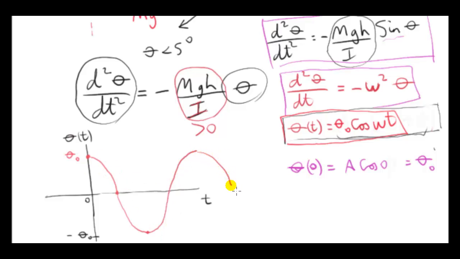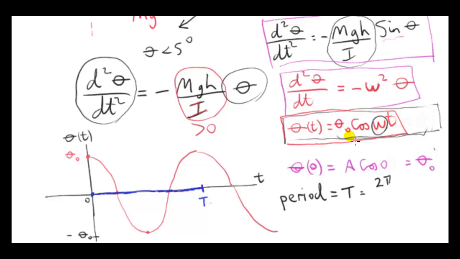So again, we assume no friction, so the pendulum would oscillate forever. Okay, so what about the period? Well, we know from trigonometry that the period of any sinusoidal function, that's a cosine or a sine function, is 2 pi over the coefficient of t. So it's going to be 2 pi over omega. And here's our omega. Well, this is our omega squared that we saw before. So we have 2 pi over the square root of this quantity, the square root of mgh over I.